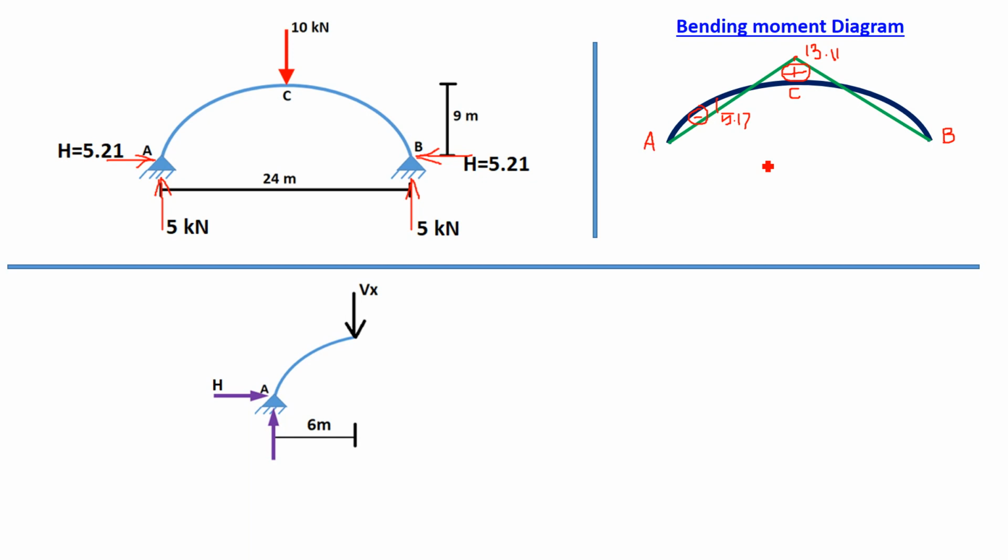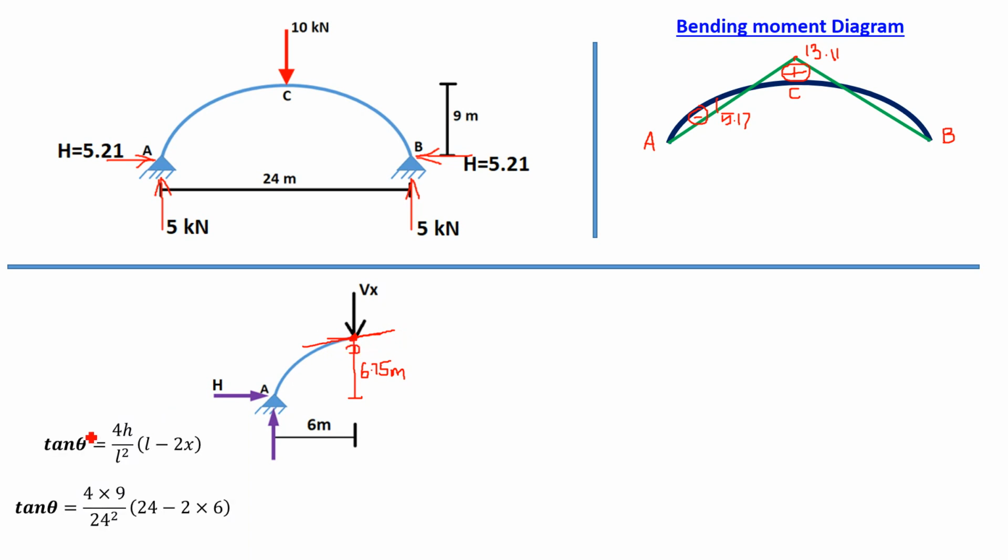Now we have two more unknowns, normal thrust and radial shear at 6 meter again. So we have taken a section. Let us assume this point is D at 6 meter. This y coordinate we have also calculated in the previous step, that is 6.75 meter. Now we have to find out the slope at this point. If you draw a tangent to the arch, what is the slope at this point, that we have to calculate.